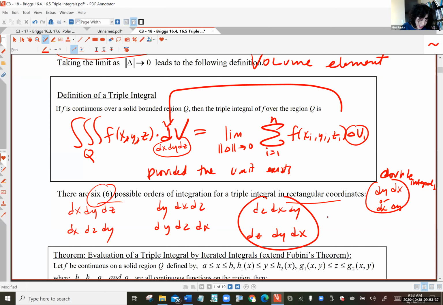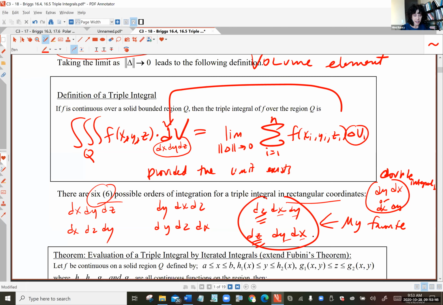My favorite 2 are these 2 here, where z is the innermost variable of integration. Then x and y could be your choice, dx dy or dy dx, depending on whether you have functions of y or functions of x. Those 2 are my favorites, and this one is my all-time favorite. I'll put a star by it. If I can get that order, I try to go for that.